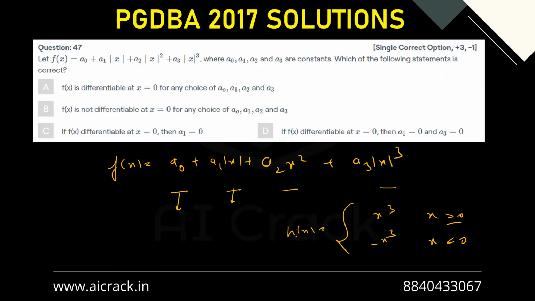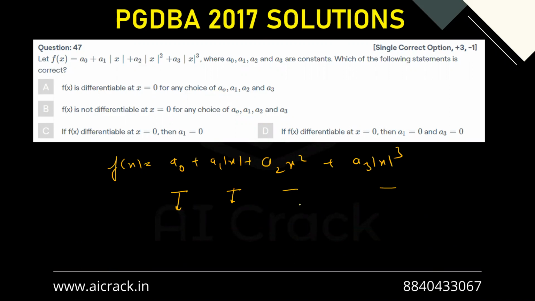Now if you want to find the value of h dash x, we'll get 3x square for x greater than 0 and minus 3x square for x less than 0. But if you put x equals 0 over here, basically if you want to find the derivative at x equals 0, we are getting 0 for both h dash x plus and h dash x minus. So the difference is zero, so it is also differentiable at x equals 0. The only critical point over here is x equals 0 because the modulus sign is over here. At all the remaining points, this is going to be differentiable because there is no critical point. The only point of worry was x equals 0.